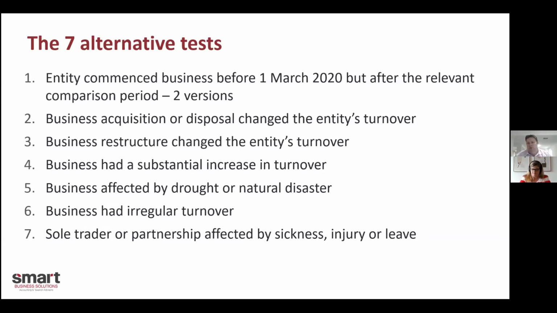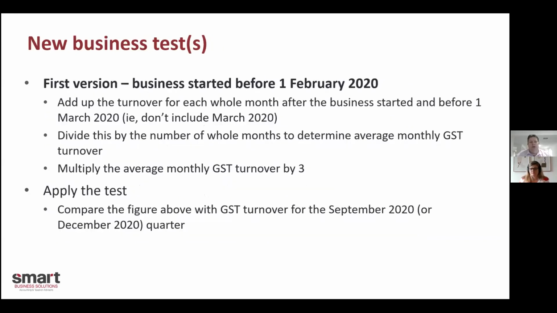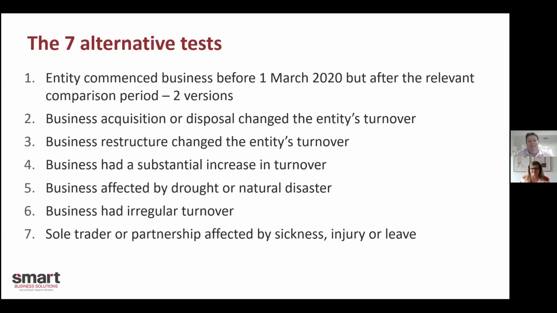So for small businesses under $1 billion, it'll be 30%. You still have to show that 30% reduction at some stage. The alternative tests, and we'll go through these in more detail: entities that commence business before 1st of March, but after the relevant comparison period. So obviously if you started business in December, you don't have a comparison period for last September to compare with. So we'll go through how that works in practice.